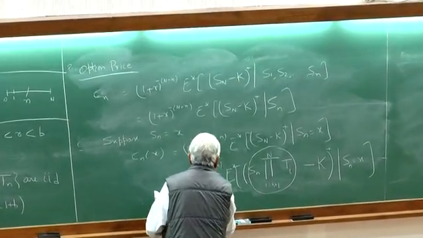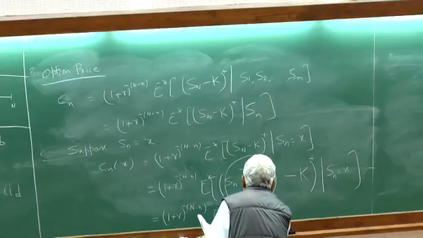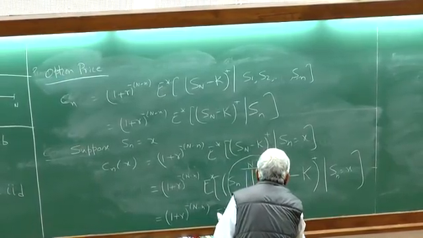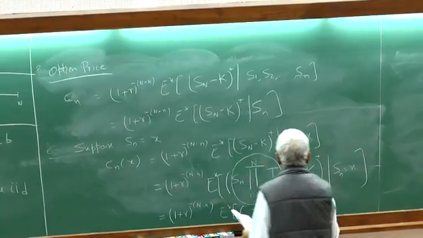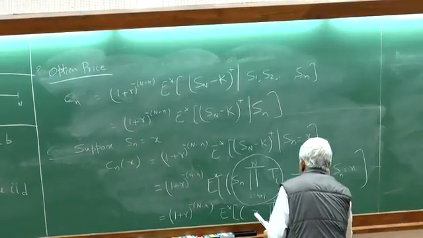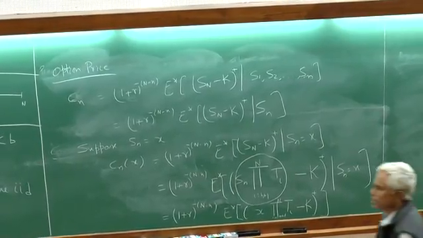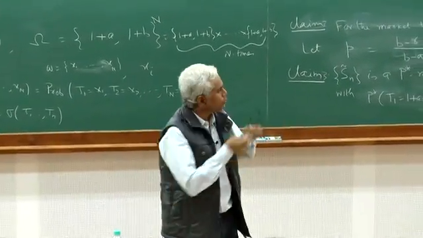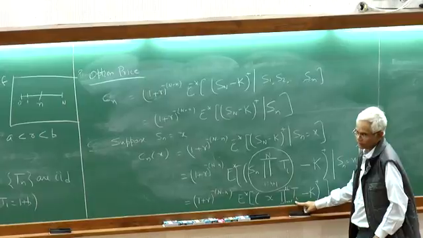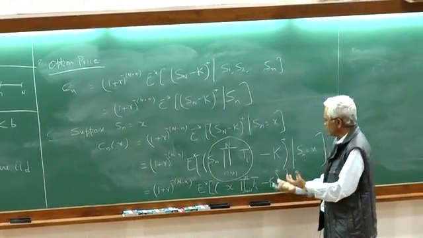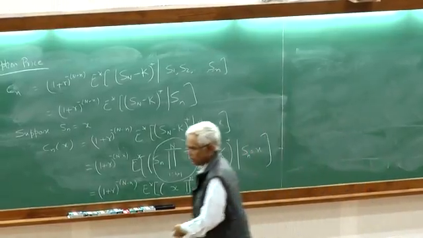So this is equal to (1 plus r) to the power minus n times the expectation of (x times the product of Ti from n plus 1 through capital N, minus K) plus. I have just plugged in Sn equal to x. Now look at this, this is very easy to compute. Why? Because all these Ti are IID, and therefore this will break up. So Ti is equal to either 1 plus a with probability p or 1 plus b with probability 1 minus p.